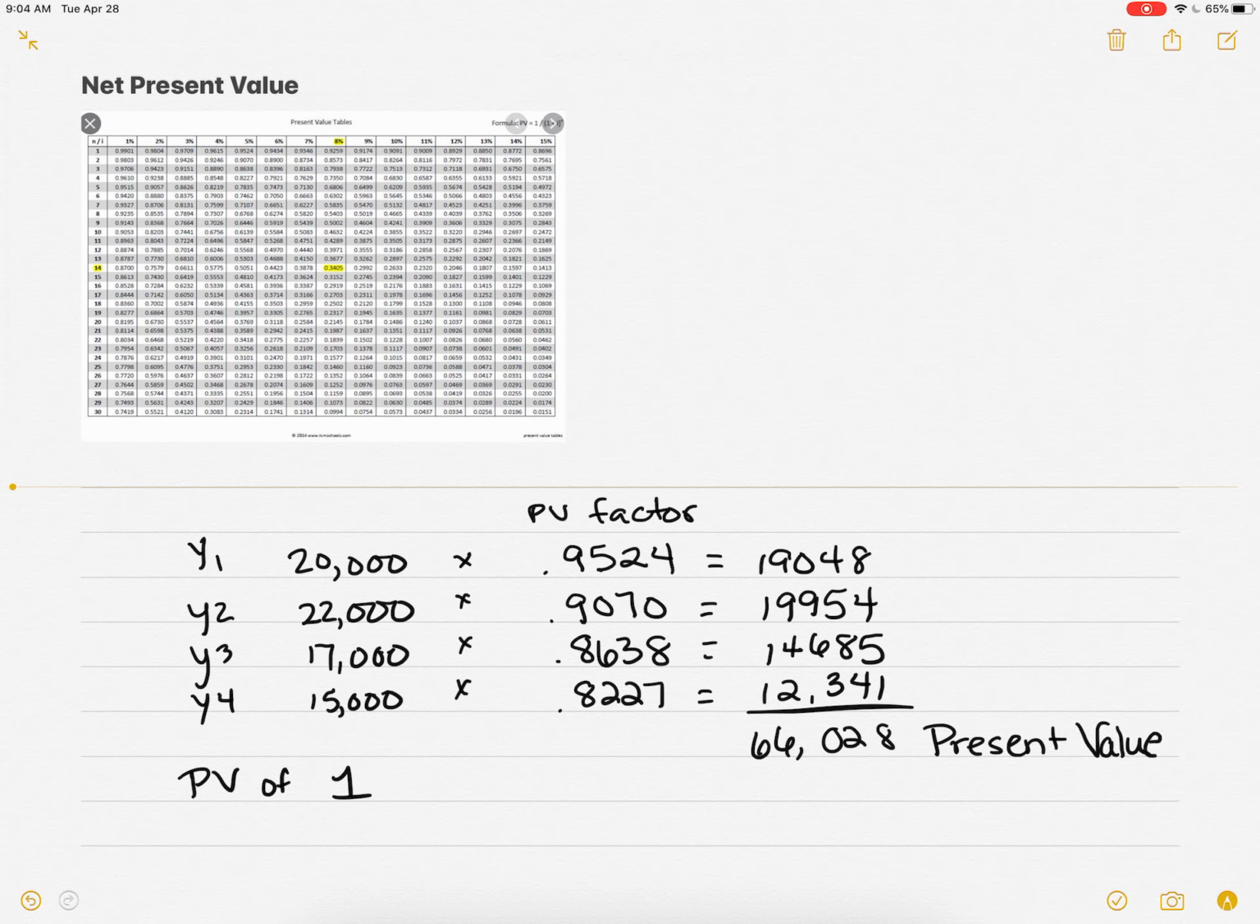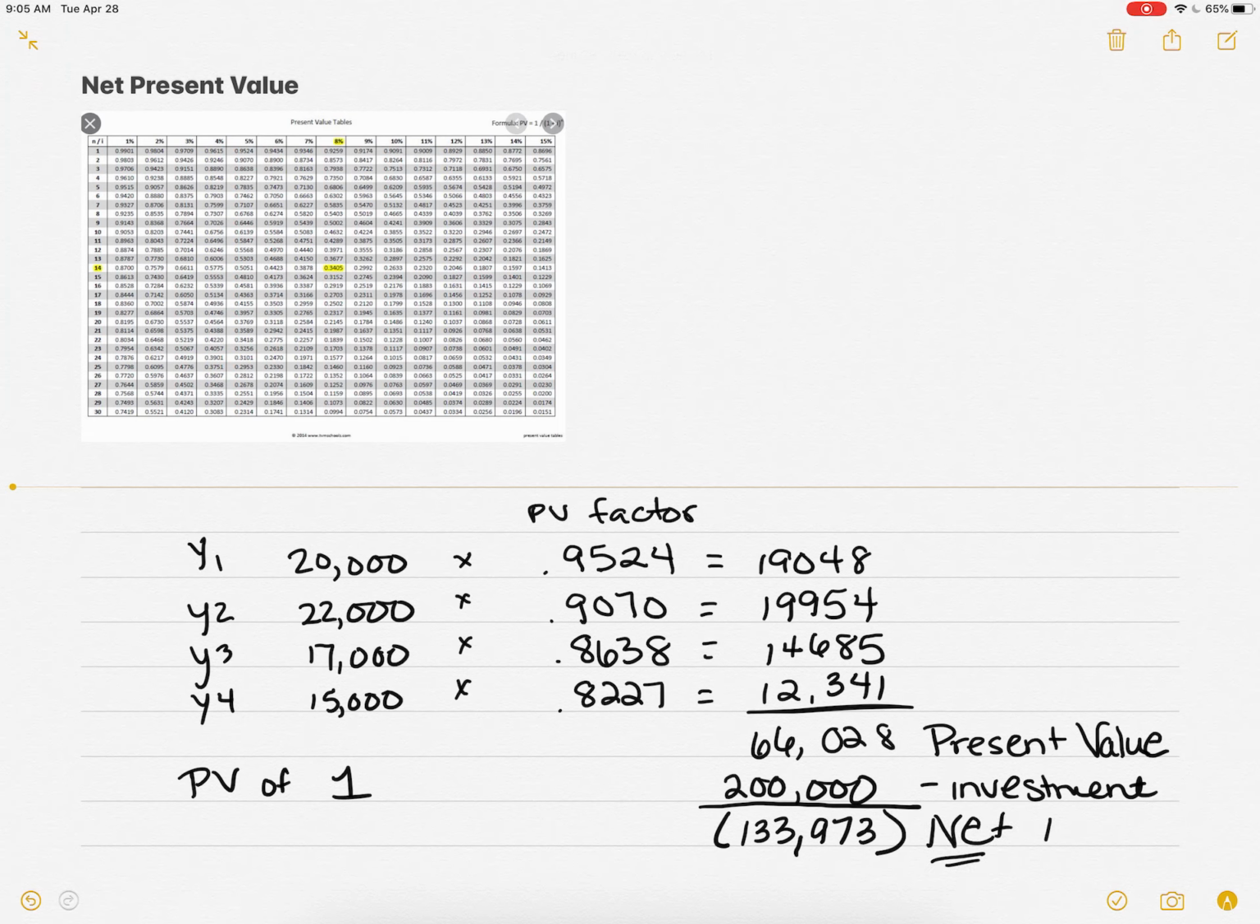Now notice I don't want to know my present value. I want to know my net present value. To get to the net present value, I'm going to subtract my investment amount. In this problem, my investment amount is $200,000. Your goal is to have a positive number here. We do not. Therefore, we would not accept this project. But this is how I get my net present value.